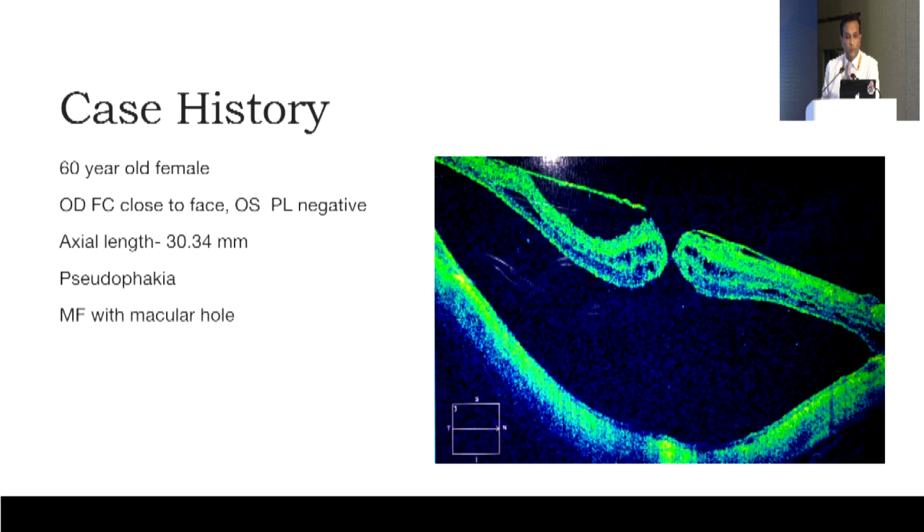So this is a case history of a patient. She is a one-eyed patient with vision of finger counting close to face, axial length is around 30, she's pseudophakic, and she has a myopic foveoschisis with a macular hole.